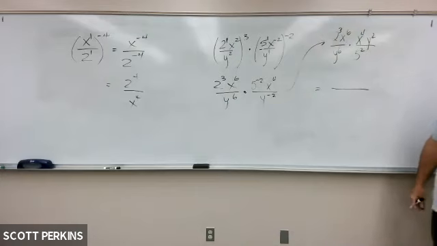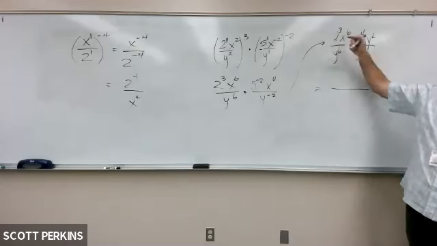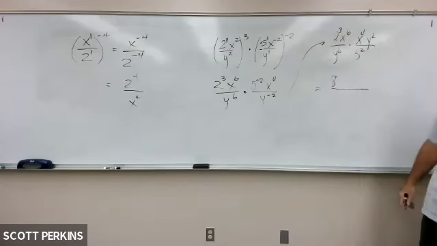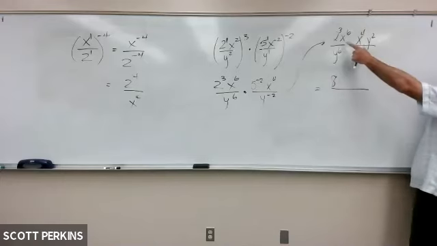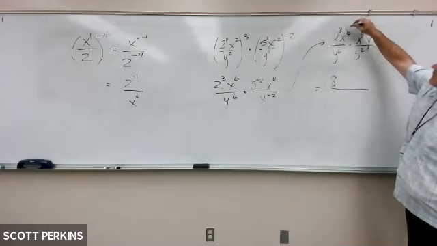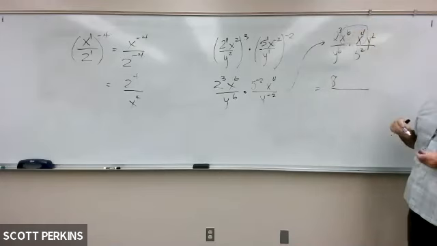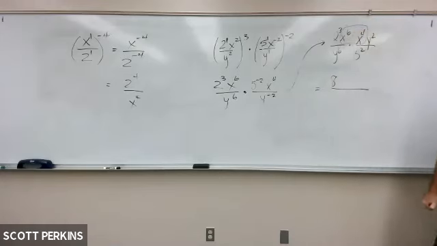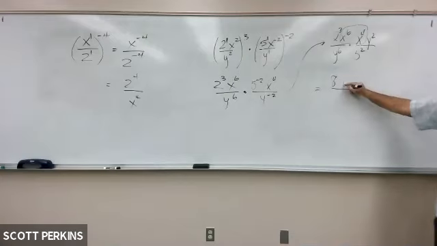All right, so let's finish this up. There's just 2 steps left. The 2 to the 3rd, 2 times 2 times 2, that's 8. In the top, I have x to the 6th times x to the 4th. What do you get when you do x to the 6th times x to the 4th? It is x to the 10th. You're exactly right. Great job. Thank you.